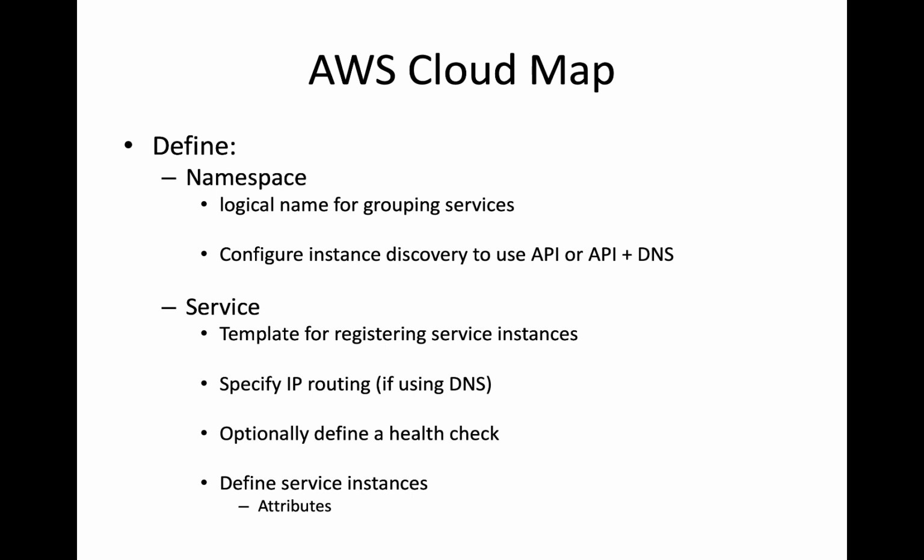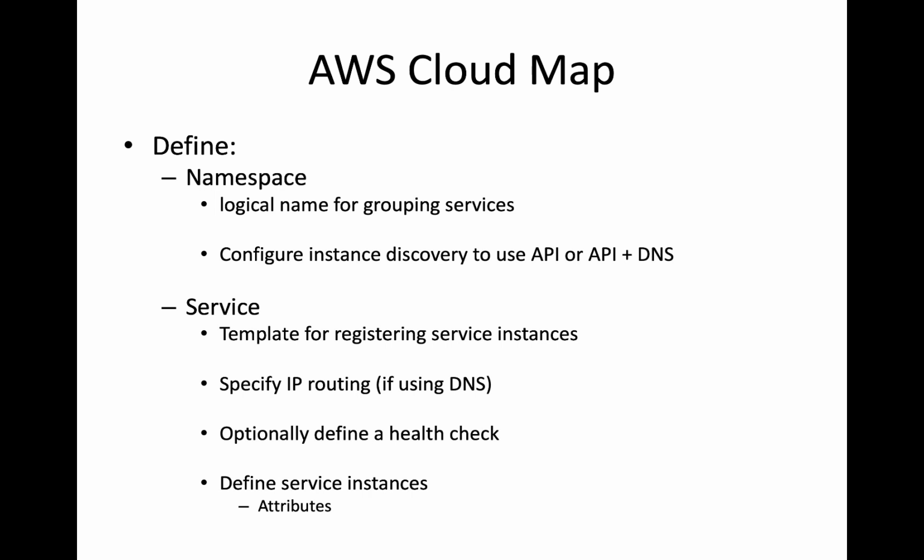And when you create the service, you specify what type of IP routing you're going to use, especially if you are using DNS. And you can optionally define a health check as well. This is like health checks for application load balancers, where the Cloud Map service can poll the service instances which are defined within that namespace, and so Cloud Map can understand if the service is healthy or not.